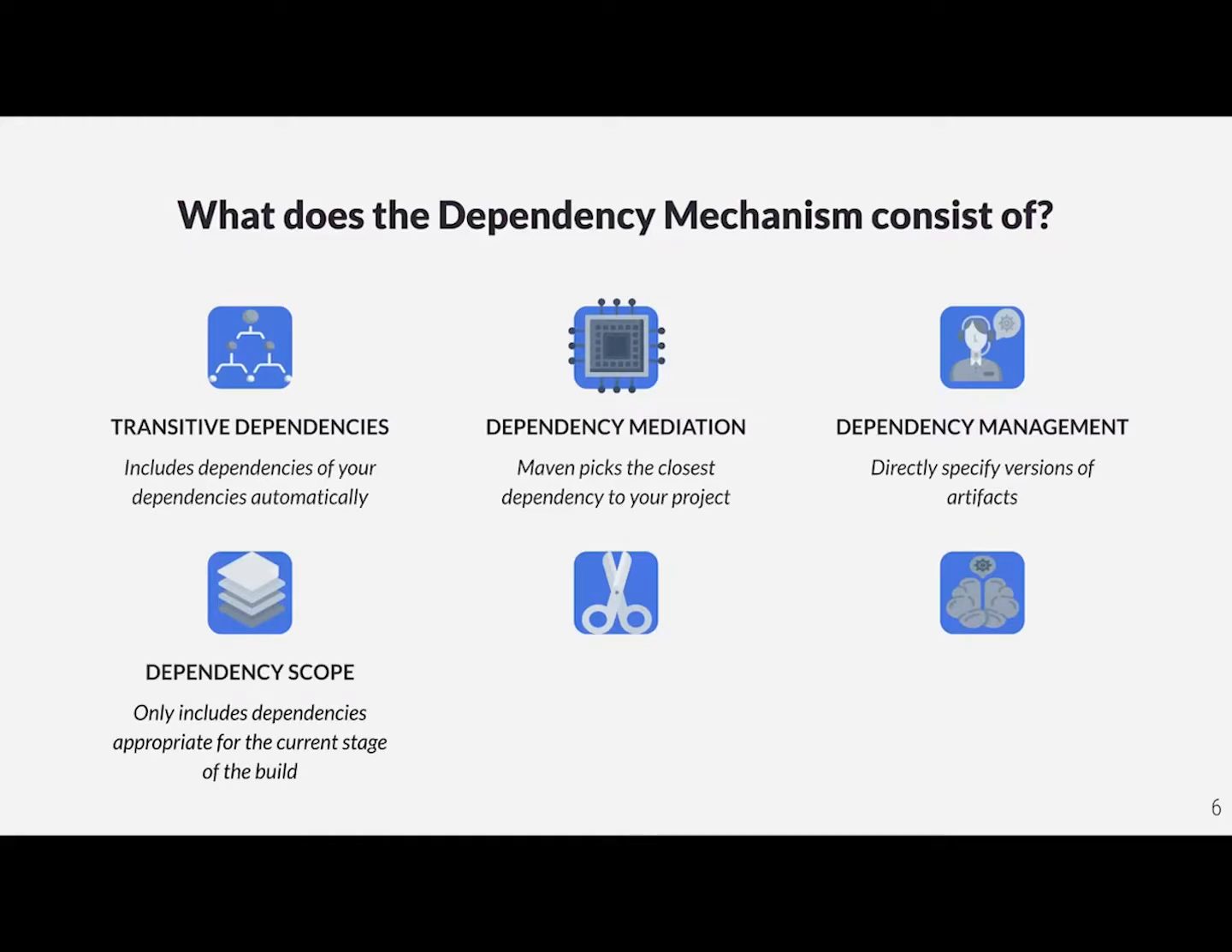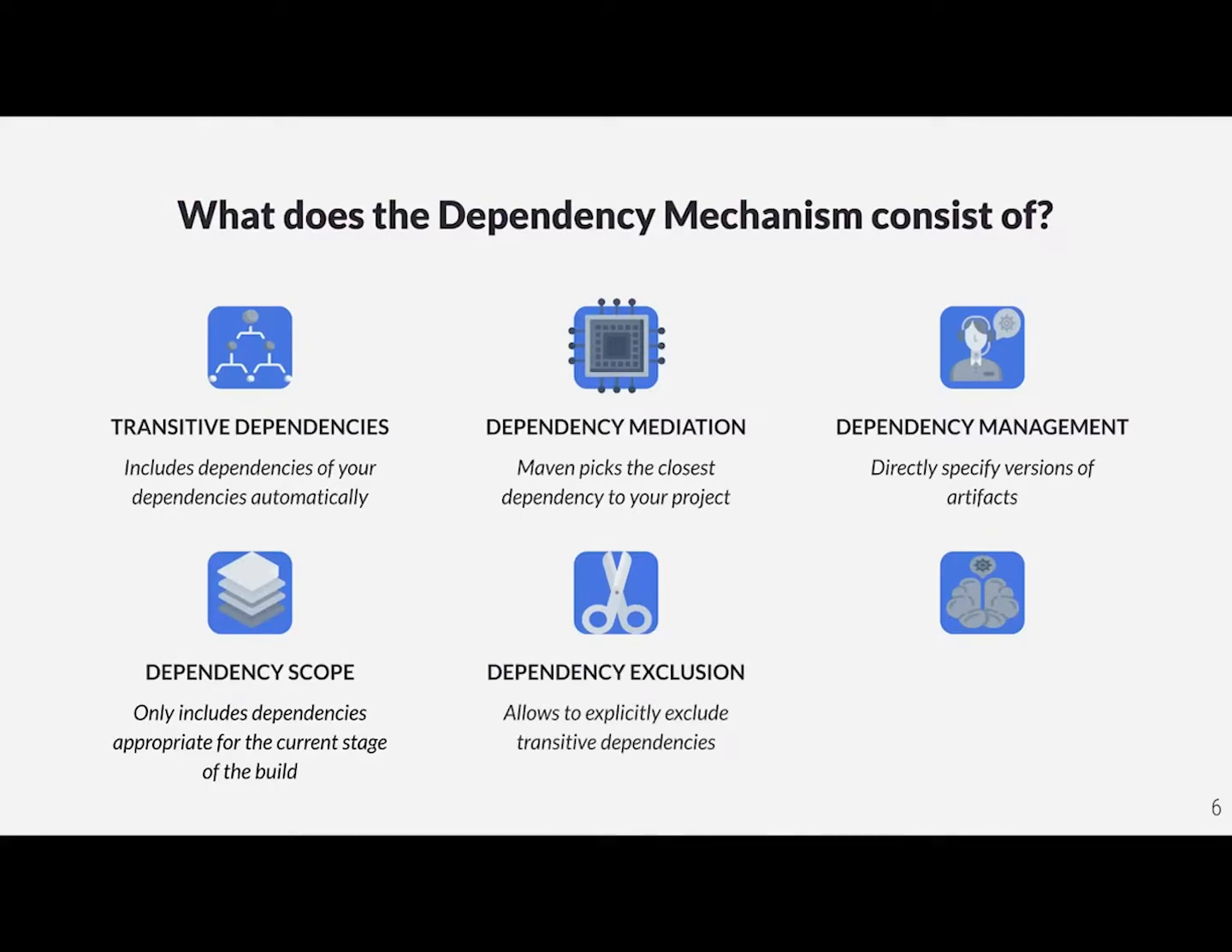We also have dependency scopes within Maven. So that is, we have several phases when we are building. We have a compile time, we have a test time, we have a runtime, and in each of these scopes, we need certain dependencies that we don't need in others. And that's something that Maven offers, to only include the dependencies appropriate for the current stage of the build.